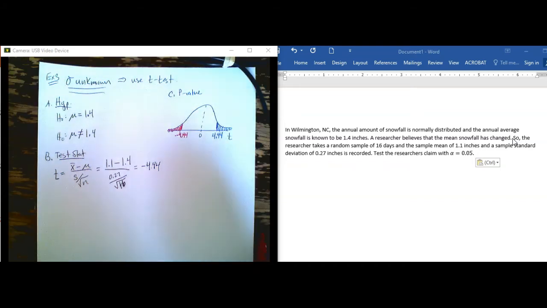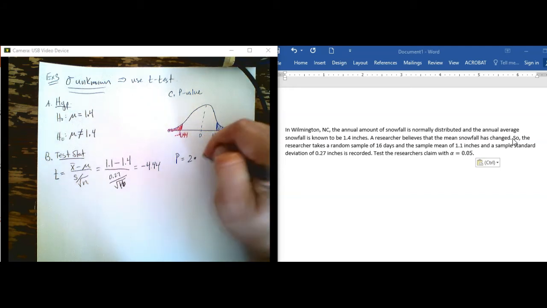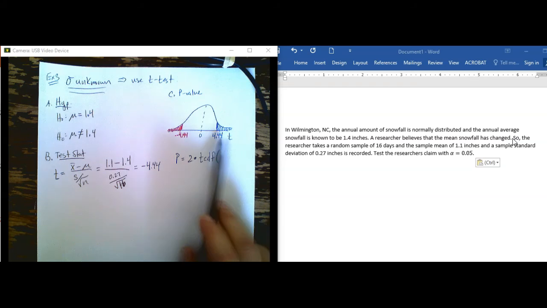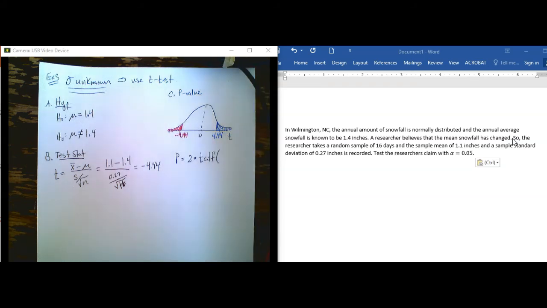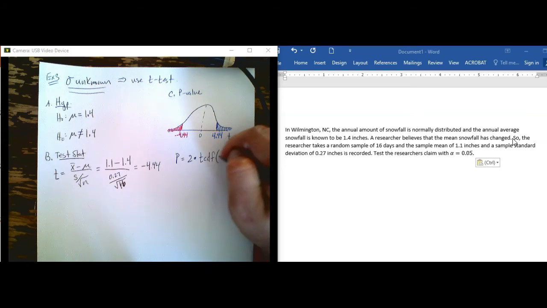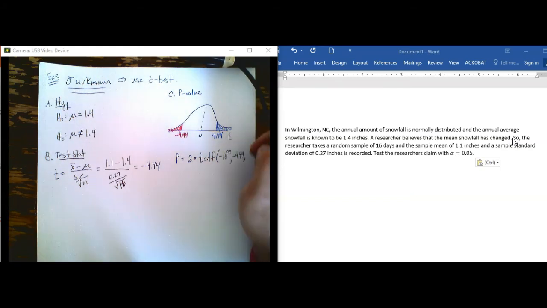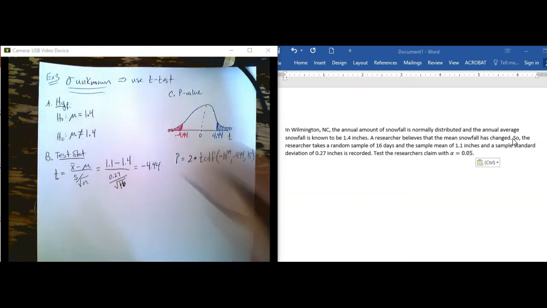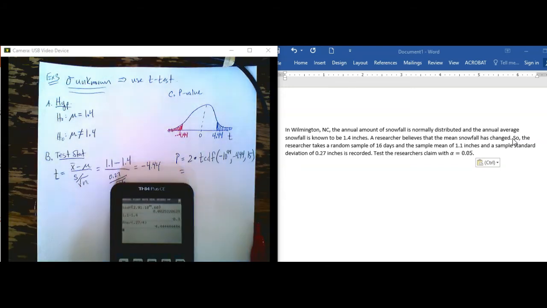So our p-value is equal to 2 times t-CDF of something, right? Again, it doesn't matter which one you find. So let's do this red area. Our lower bound would be negative 10 to the 99. Upper bound is negative 4.44. And then t-CDF requires the degrees of freedom, which would be 15 here. So that's how we're going to input it into our calculator.